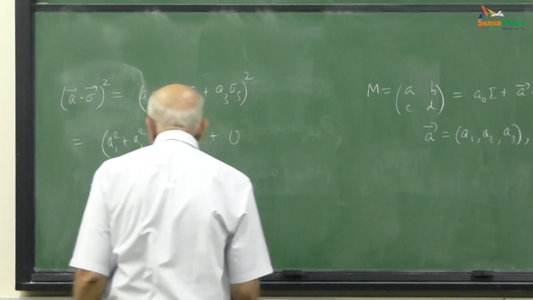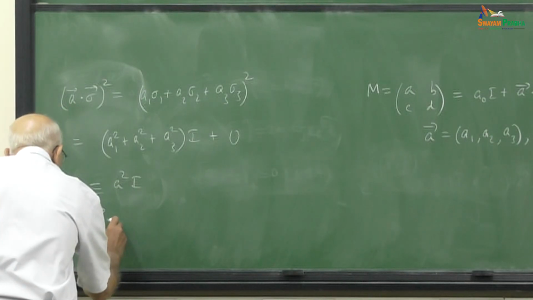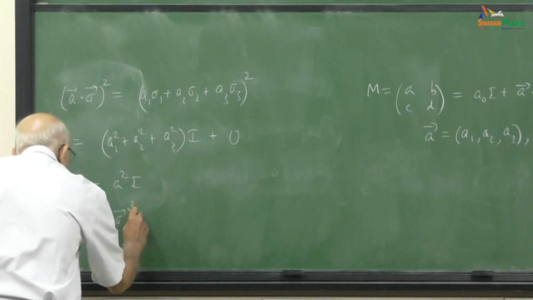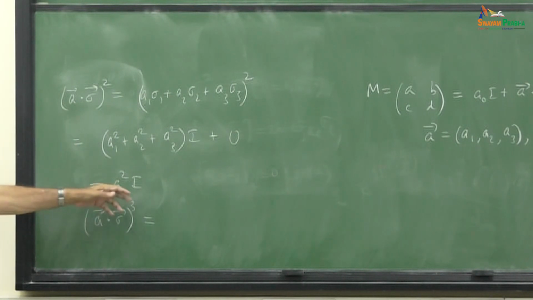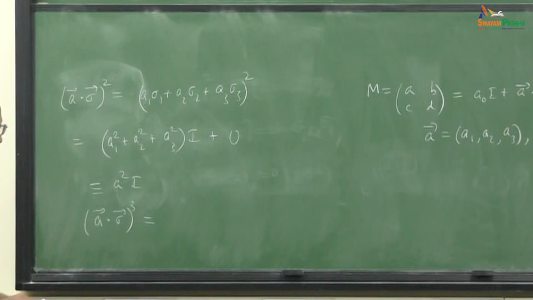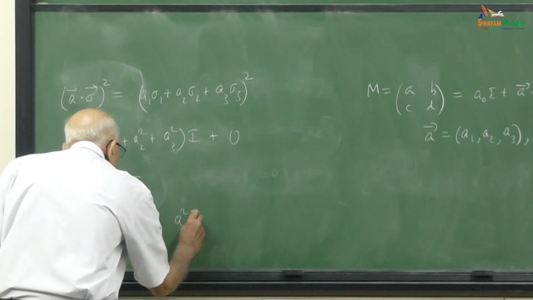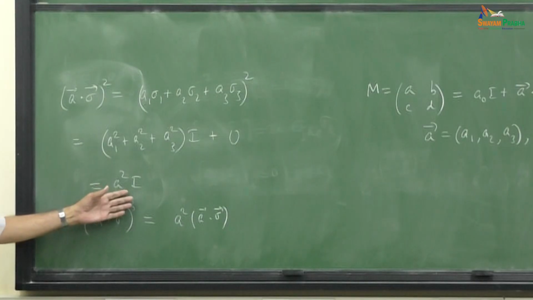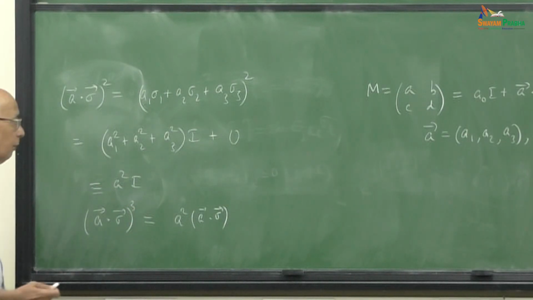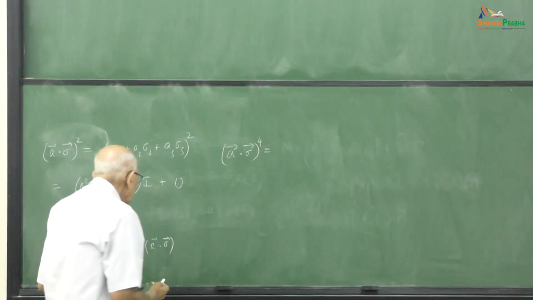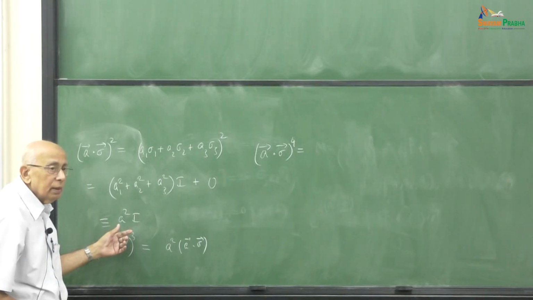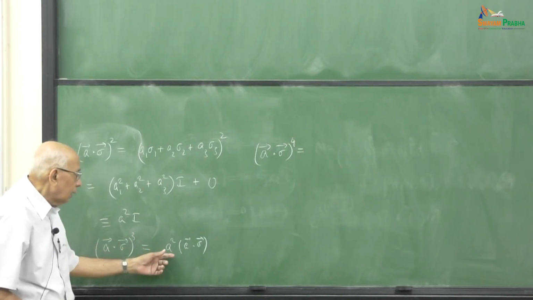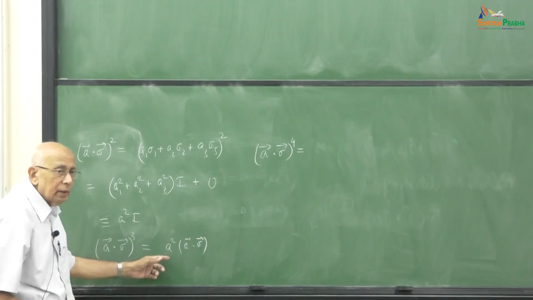So this thing here immediately tells you that a dot sigma cubed is equal to a dot sigma times the square. But the square is given by this. And the identity matrix doesn't do anything. It multiplies back and forth. So this is equal to a squared times a dot sigma. Therefore, what is a dot sigma to the power 4? It is a dot sigma times this, but a dot sigma squared is a squared times I. So you get another a squared and it becomes a to the power 4 times I.